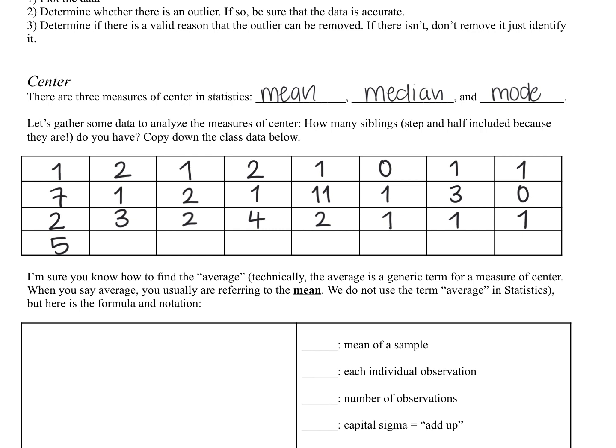So what I did here is I collected data from a class on how many siblings, step and half included, a class has, and I copied it down below. So we have anywhere between 0, and you do see there is someone with 11 siblings.